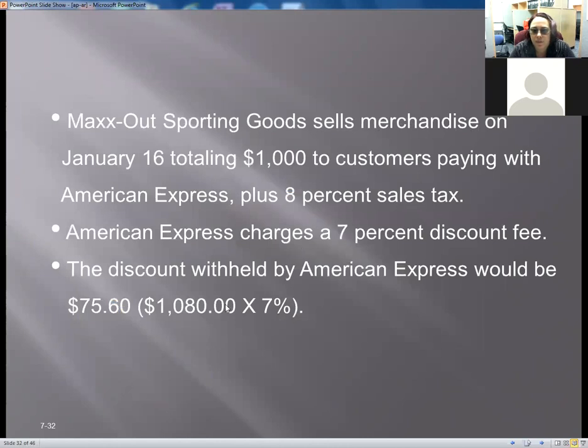This can be kind of confusing, but this is the sale plus the tax. I didn't put that in there a second ago, but this is the sales plus the tax, which is the 1080, and then you times it by the 7% discount fee, okay?